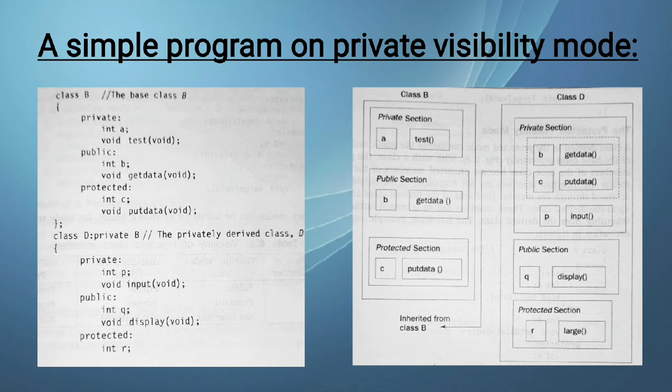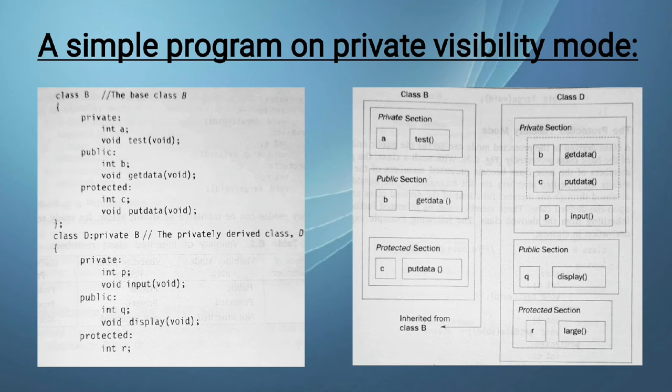Continuing on to the protected access specifier. Here int c and void put data have been declared as protected under the base class B. Since it is a protected access specifier, it acts as both public and private. Public in the sense that the derived class can inherit the members of the protected access specifier.